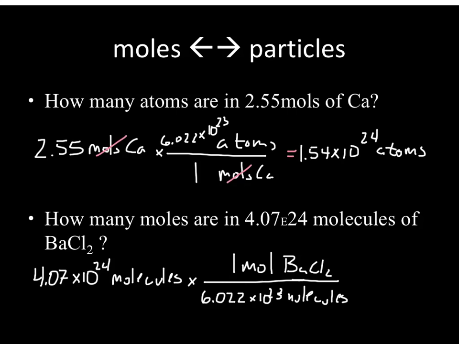Okay, and for this next one, we had 4.07 times 10 to the 24th molecules. Since molecules is on top, molecules goes on the bottom. Molecules, which is a particle, we can convert into moles, and so I put moles on top, and it'd be moles of barium chloride. So now at this point, molecules cancel out molecules, and we can solve. And so then we come out, with sig figs, with 6.76 moles of barium chloride.